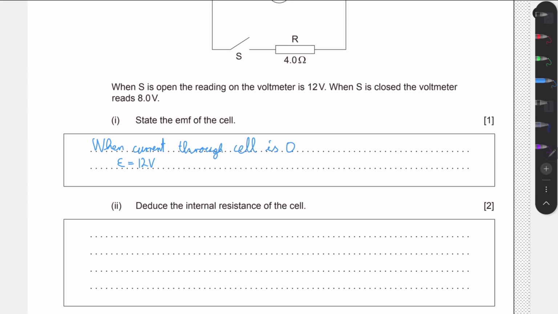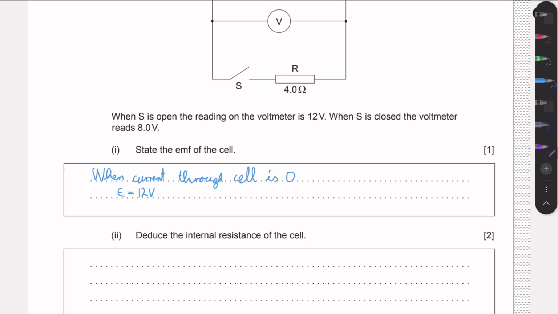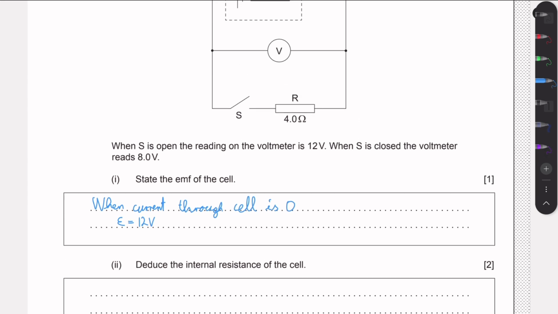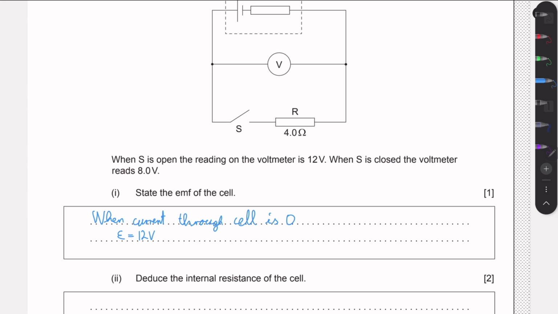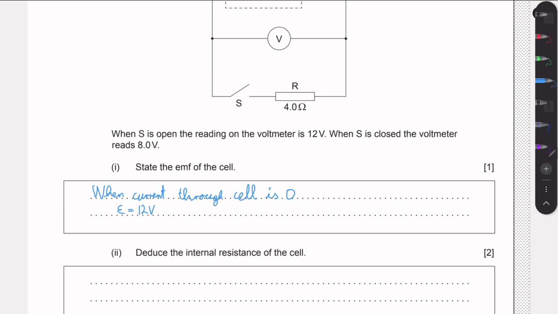And then we need to deduce the internal resistance of the cell. So we know that when we close the switch, so when current is able to flow this way as well, then this voltmeter measures 8 volts. And well, this voltmeter is connected across our resistance R. So this voltmeter measures the potential drop across our resistance R. It's connected to the two sides of R, and we know that it measures 8 volts. So that means we have 8 volts across our resistance R.